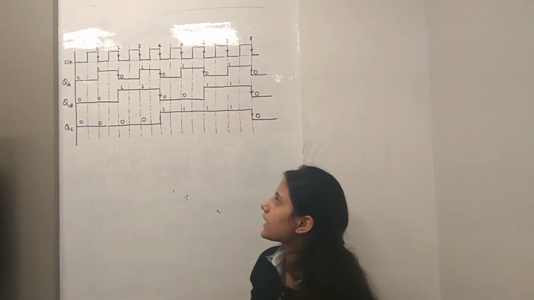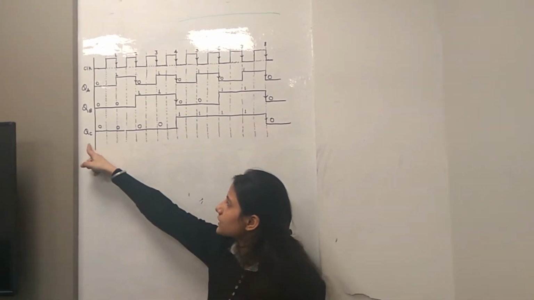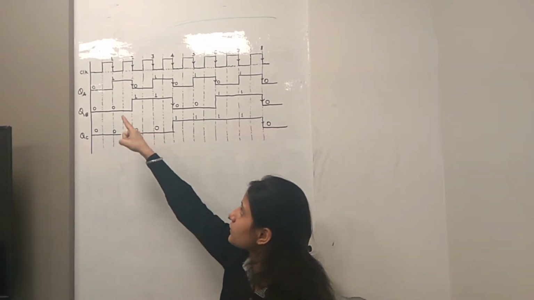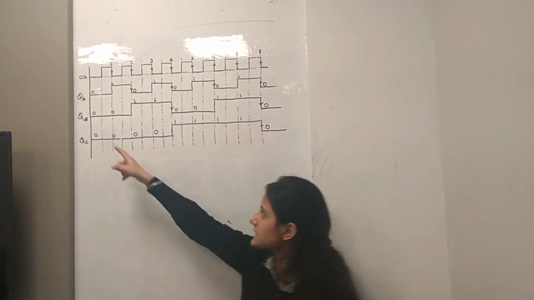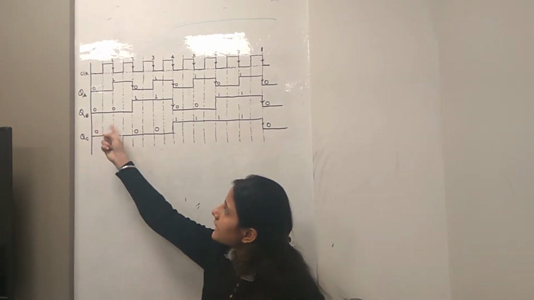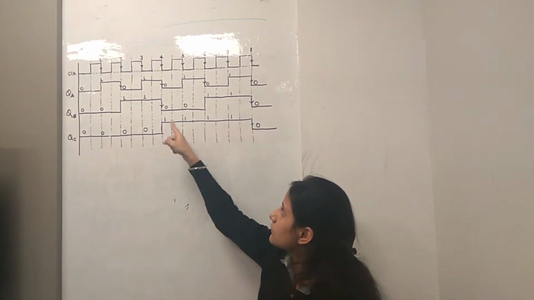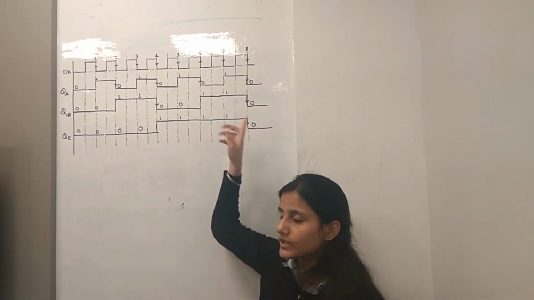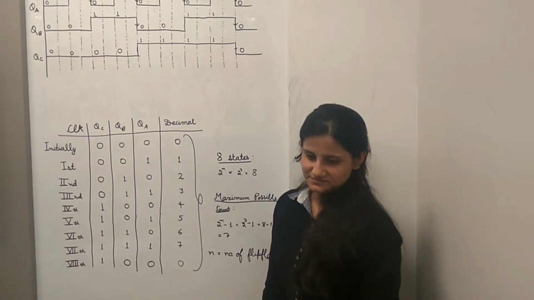So now we come to our last output, QC. Here also we will not consider the clock or QA. We will consider QB, because here it will act as the clock for QC. So toggling in QC will occur at these following edges. In this way we can plot QA, QB and QC.